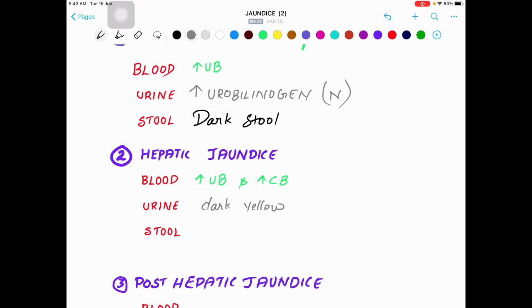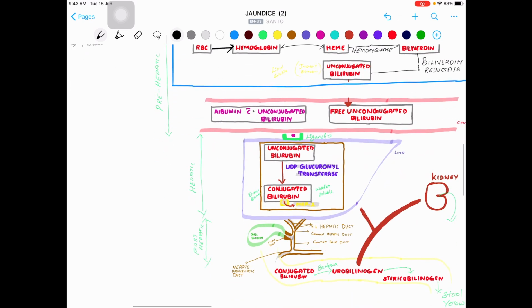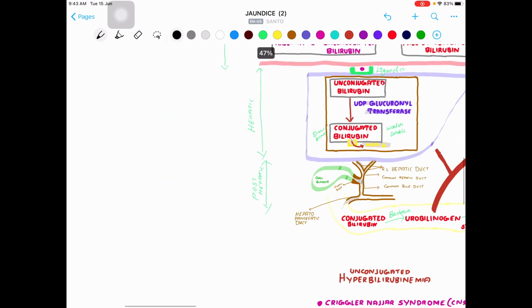What happens to stool? The stool will be pale in color. Why is it pale? Because conjugation is not taking place efficiently, or even if it is taking place, it can't be excreted to the biliary tract. The stercobilinogen reaching the intestine will be decreased. Now the stool will be pale in color.